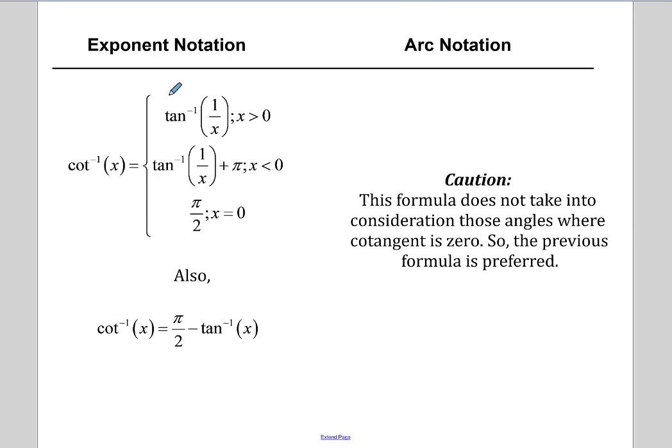Here's the exponent notation for cotangent inverse, and you can write tangent inverse of 1 over x if you have positive x values, or you can add pi to that if you have negative x values, and if x is 0, it would be pi over 2. You can also write that as pi over 2 minus tan inverse of x and take care of that. So the arc notation doesn't take into consideration the angles where cotangent is 0. So the previous formula is preferred, these over here.